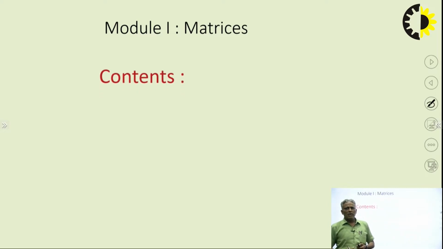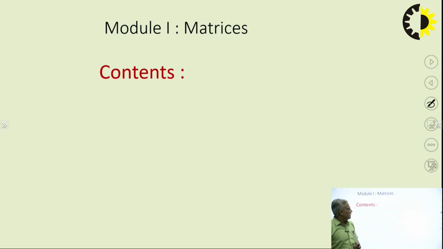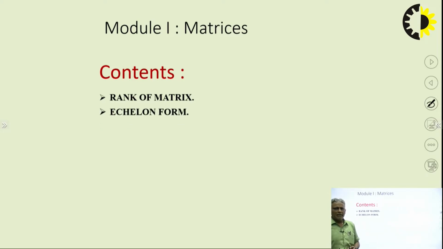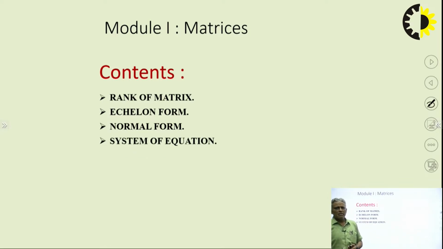First of all, Module 1, matrices. The contents of today's lecture are: rank of the matrix, how to calculate rank and what the role of rank is; second, echelon form, and with the help of echelon form how to calculate the rank of the matrix; and third, normal form, and how to calculate the rank with the help of the normal form. So these are the contents of today's lecture. Students, keep in mind, this plays a very important role in our technology.